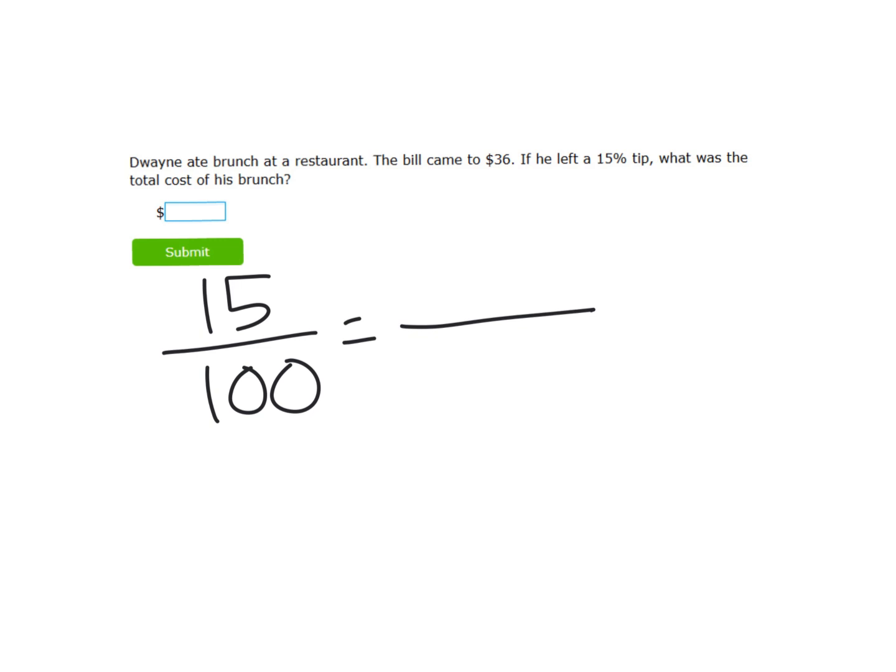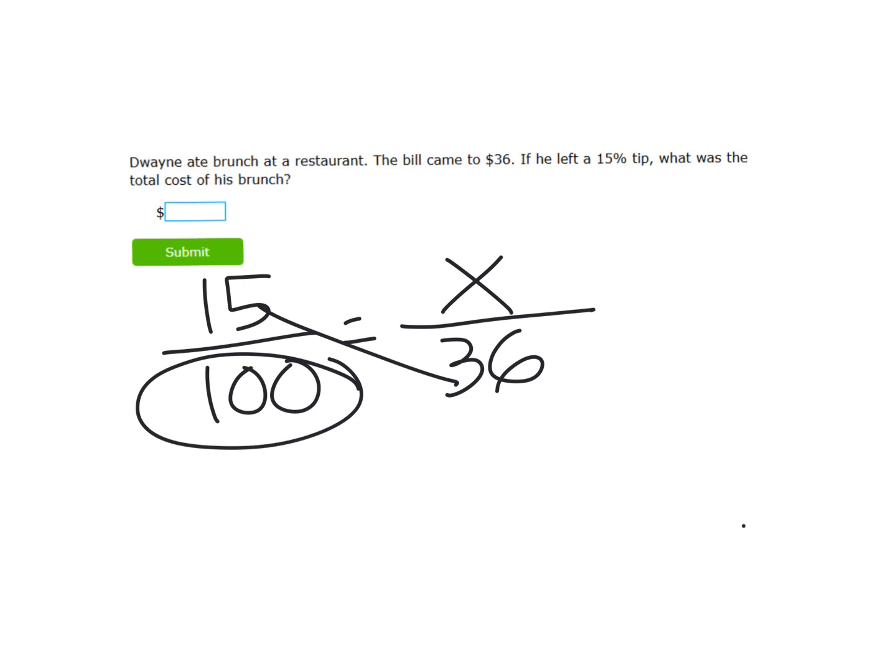So we have our 15%. The bill's total at the current time is $36. That's the whole. We're trying to find the part of the 36, which is basically 15% of 36. If we're setting it up as a proportion, we're going to say 15 times 36, and then divide by 100. That answer is going to give us our tip.